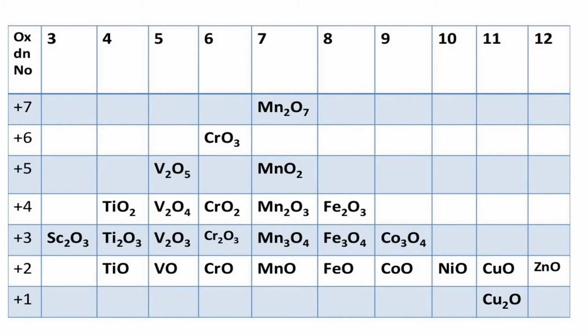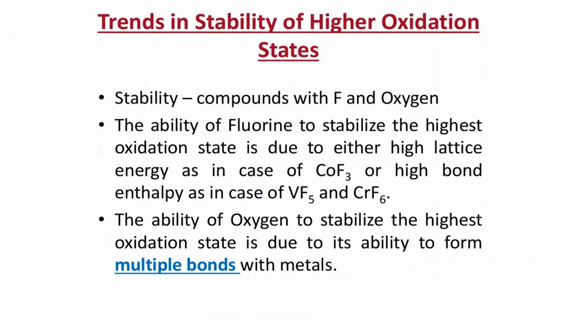Next, these are the different compounds with oxygen. You see, manganese exhibits a variety of oxides, because it can exhibit more oxidation states, having more unpaired electrons. Next, with fluorine and with oxygen. For example, cobalt forms bonds with fluorine, and vanadium bonds with fluorine. Here stability depends upon lattice enthalpy and bond enthalpy. Whether a compound is stable or not can be explained by lattice energy or bond enthalpy.